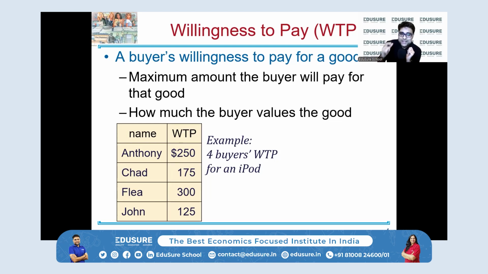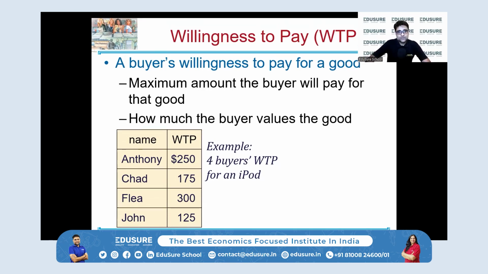The difference between what you were willing to pay and what you actually paid is what we call consumer surplus. So consumer surplus is the difference between a buyer's willingness to pay for a good and the amount that they actually pay. It reflects the extra benefit or satisfaction the consumers get from paying less than what they were ultimately willing to pay.